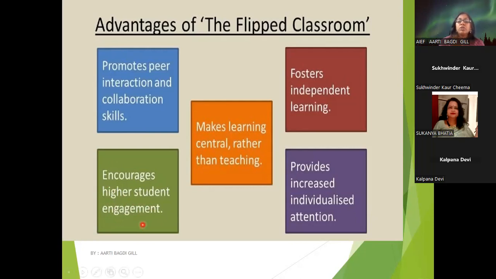Now go for this one, encourages higher student engagement. Yes, I've given the topic. Today I've given the topic. I told everyone to just go home and discuss with your parents and just go for your individual and out of the frame learning. Then everyone brings something tomorrow in the classroom and discusses with the teacher. So everyone is having a bunch of knowledge because that individual learning was something else.